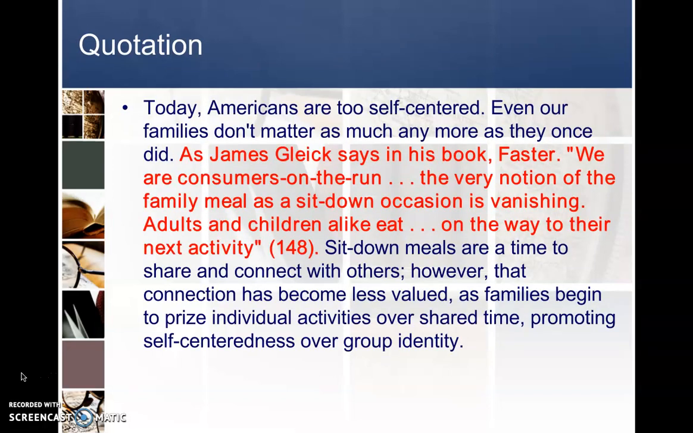Please take a moment to read this example. In this example, the writer quoted an author and explained by saying how the connection between family members is becoming less valued since families are not valuing sit-down meals and children are engaging in activities. This quote supports the topic sentence, which is being self-centered, and self-centered means focusing on what we want and not thinking about others.